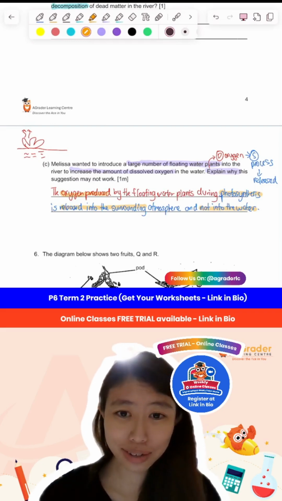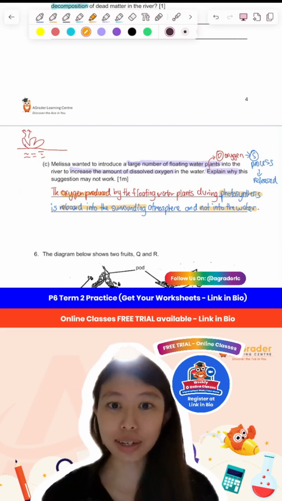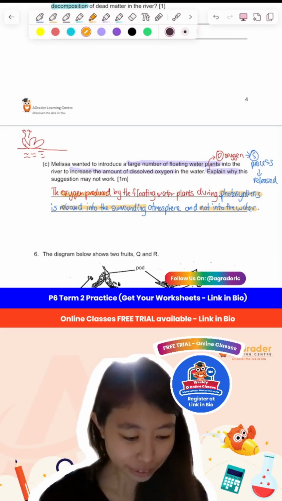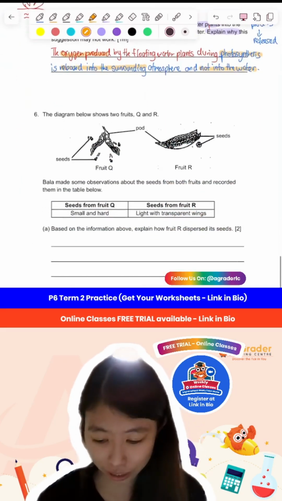Do you understand this? Any questions so far? If it's a submerged plant, then it will work. Floating plant doesn't work. Okay, let's move on to question 6.